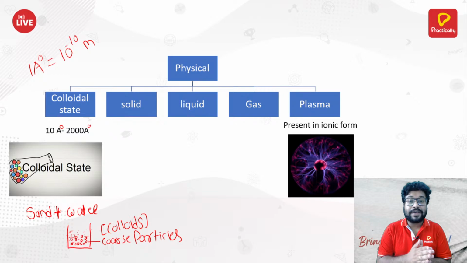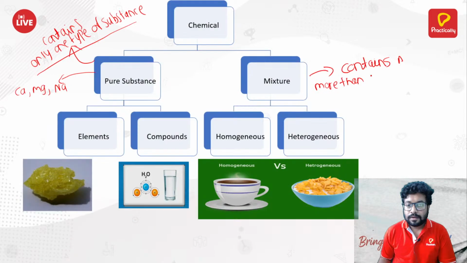So then mixture. What is meant by mixture? Mixture contains more than one type of substance. Pure substance में क्या होता है? You have only one type of substance. And what is a mixture? It contains more than one type of substance. Basically, two or more substances are mixed together.